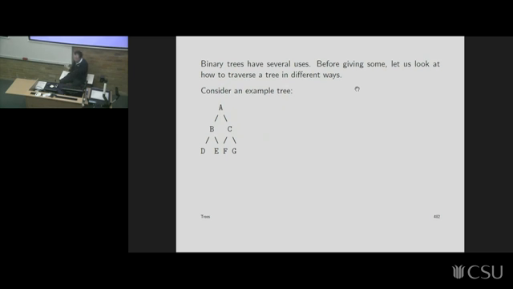So in this case, A has 2 kids, B and C have 2 kids, D, E, F and G are terminal nodes. That's nice. Full binary tree, and it's nice and balanced as well. So every single row is completely full.